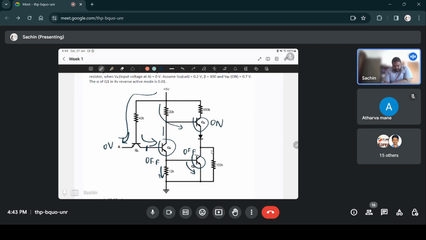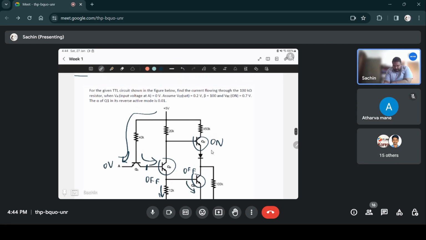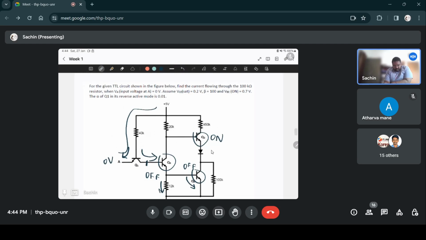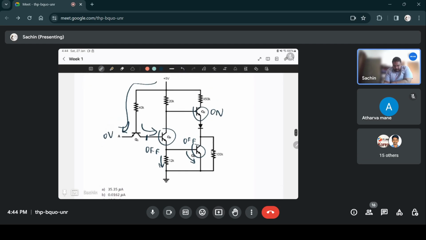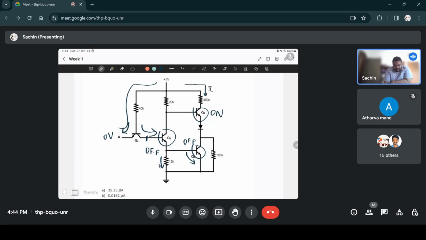Now in this situation we have to find out the current flowing through this 100 kilo ohms. So here there will be a collector current flowing in this direction, IC, and there will be a base current flowing here, IB. So in this path the current that is flowing is IB plus IC. So the current through the 100k ohm resistor is the sum of the base and collector currents.